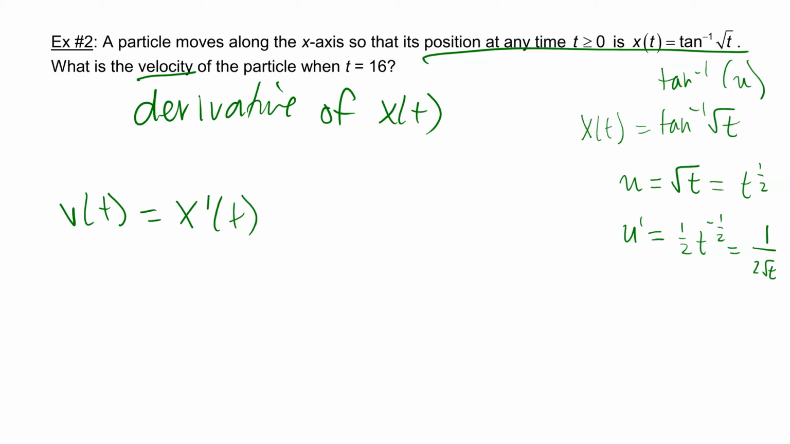Okay, so I have what u is. I have what u prime is. Now we're going to do chain rule. First, derivative of tan inverse is going to be 1 over 1 plus u squared. U squared, so 1 over root t squared. Multiplied by the derivative of u, aka the derivative of what's inside. We know what's inside. The derivative is 1 over 2 times root t.